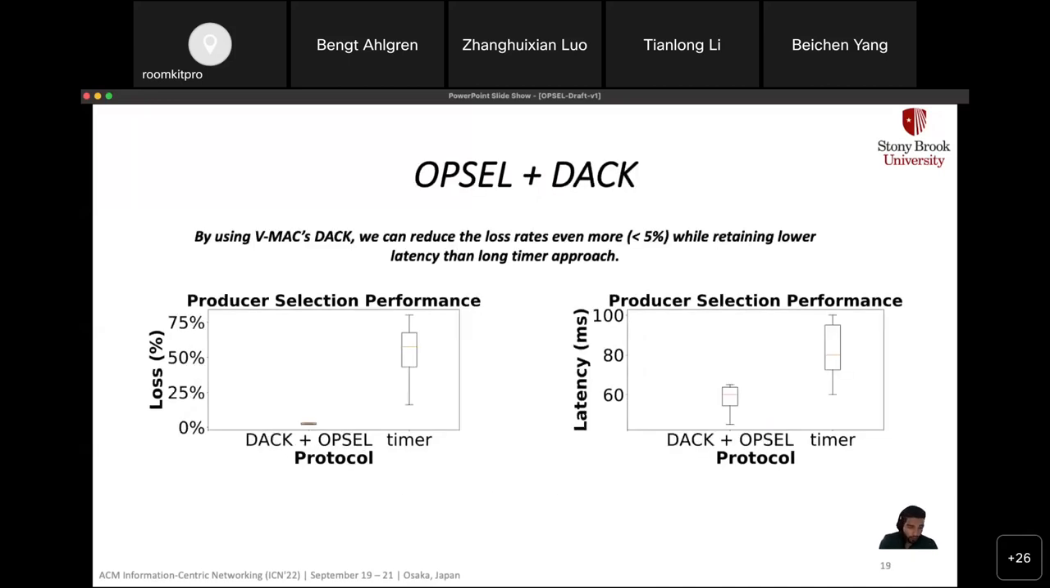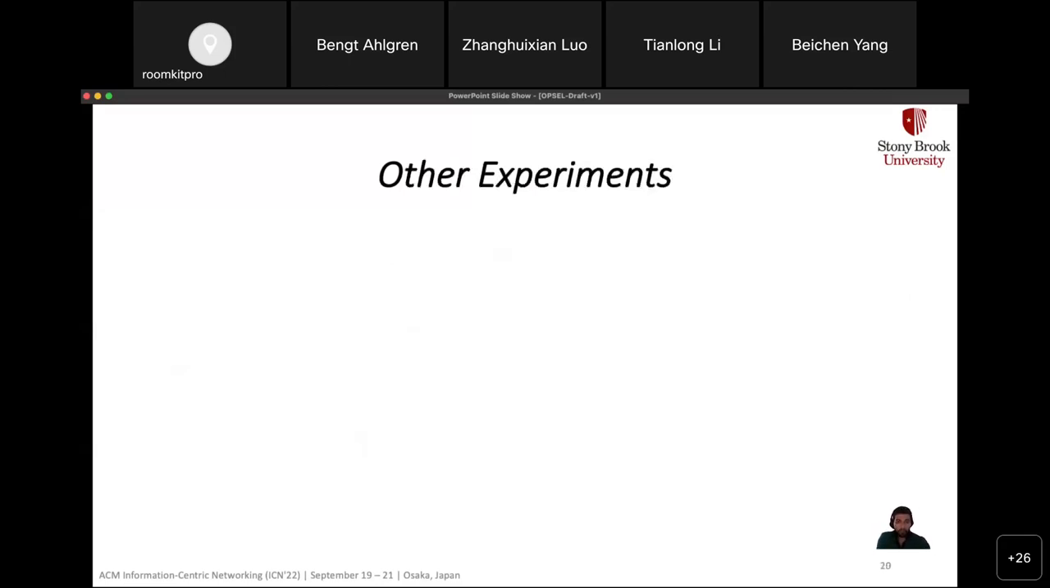And then we took it a step further by implementing OPSEL with DAC. DAC is a VMAC multicast robustness protocol, which tries to do retransmission. It's a best effort protocol, and we were able to reduce the loss rate from 20% to less than 5%. Even while doing the retransmission, we still obtained less latency than the long timer approach, which can go up to 100 milliseconds. We were at 60 to 70 millisecond latency at the end as well, which is better than the timer approach.